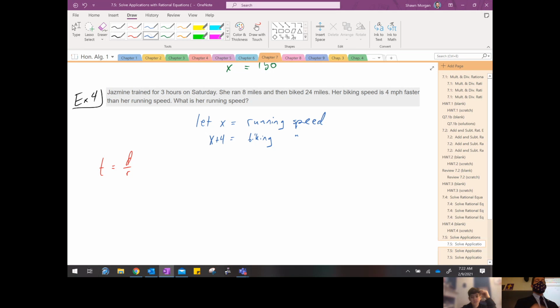So if her time spent running is 8 over X, that's distance over rate, and her time spent biking is 24 over X plus 4, then that's going to equal 3, which is our total number of hours. Okay. So again, in red there is the background info that Luke quoted for us that we have to understand about a problem like this in order to work it out.